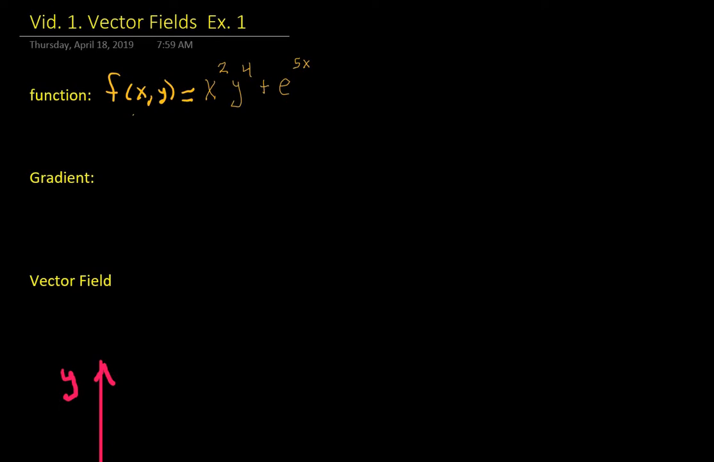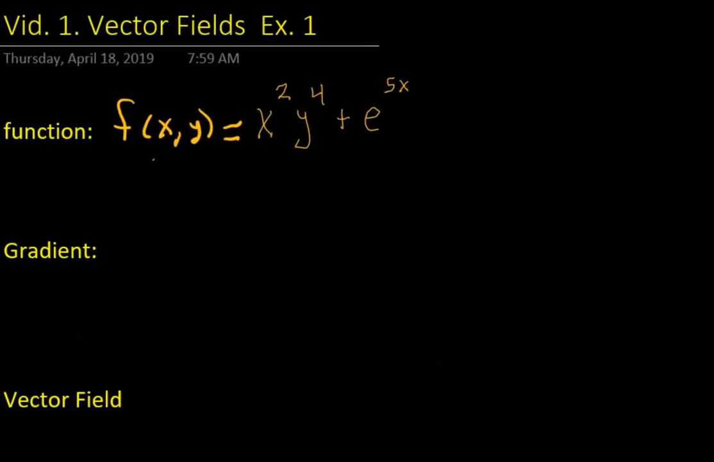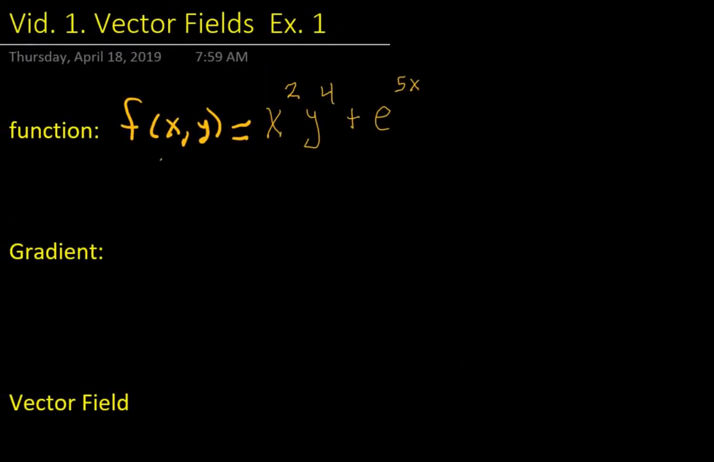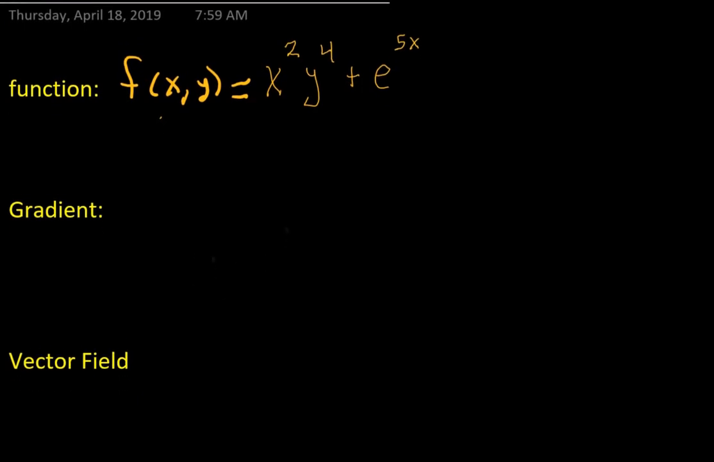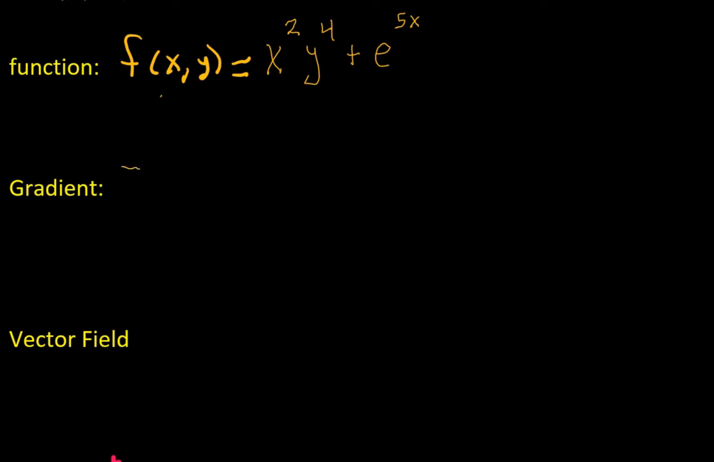So we have a function of x and y equals 2x squared y to the fourth plus e to the 5x. The gradient of a function is noted with this symbol called del, and del f of x y is a vector that's made up of each of the possible partial derivatives. There are two variables, x and y, so we're going to have an x partial derivative and a y partial derivative that we're going to calculate.